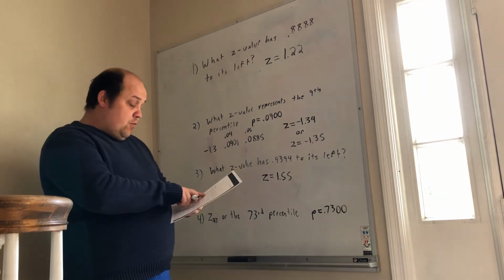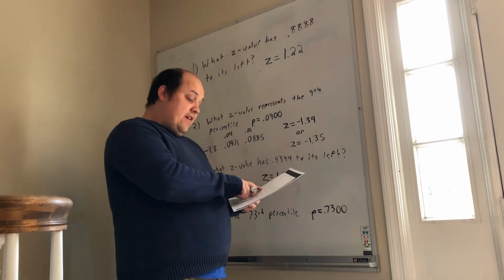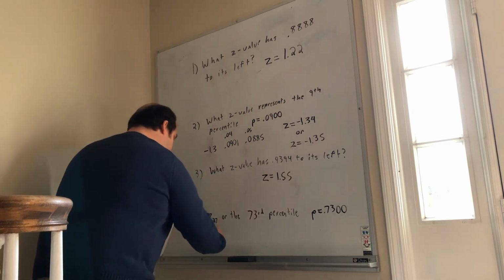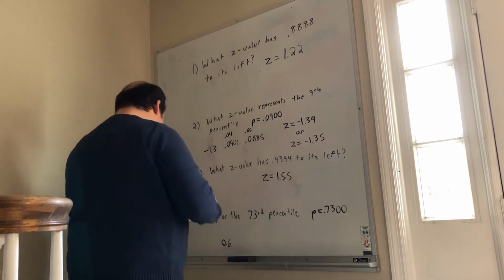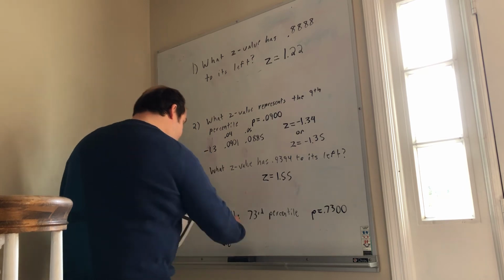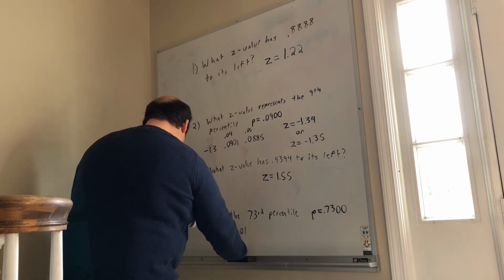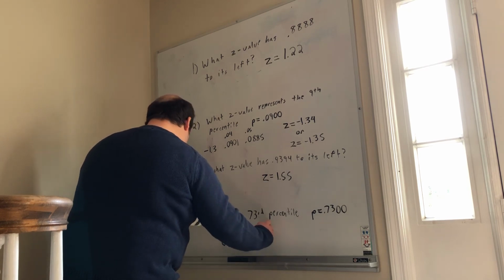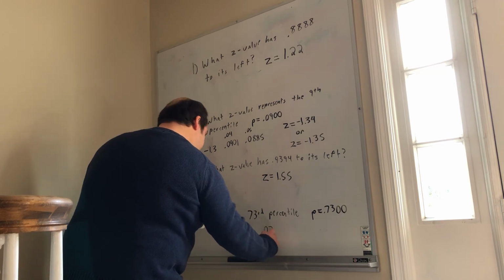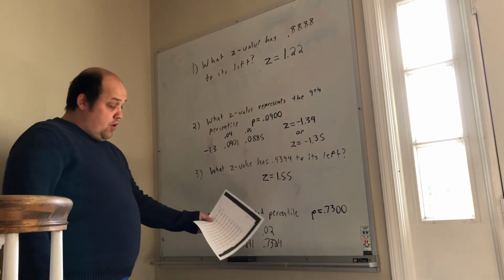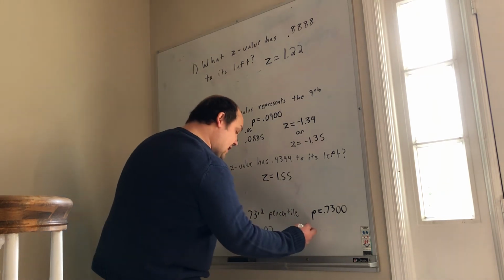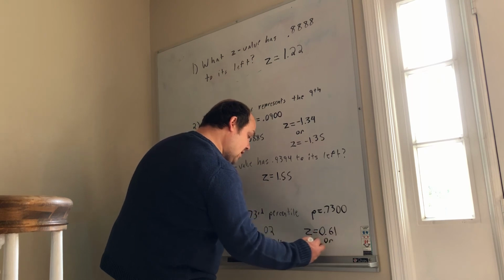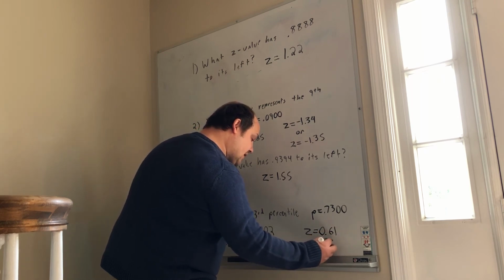0.7580 is beyond what I'm looking for in the 0.7 row, so I go to the row above. In the 0.6 row, when I get to 0.01, I have 0.7291. When I get to 0.02, I have 0.7324. So it's happening somewhere between those two. That's why I select either z equals 0.61 or z equals 0.62.